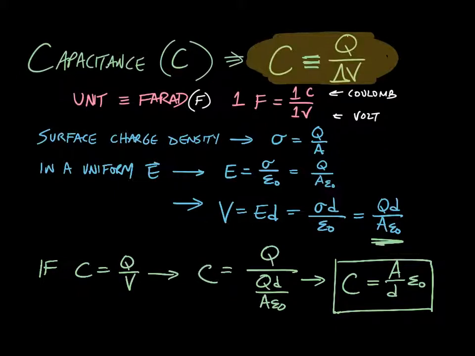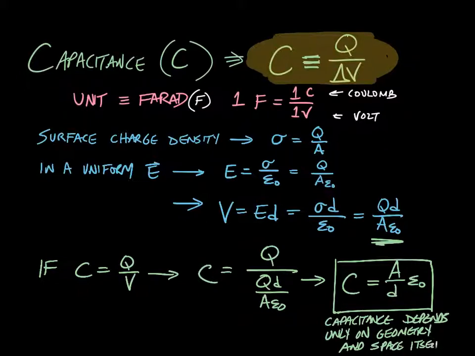But the idea is capacitance depends only on geometry, and I'll say space itself, because that's what this factor is about. So epsilon naught is about space itself, and A per D is the geometry.